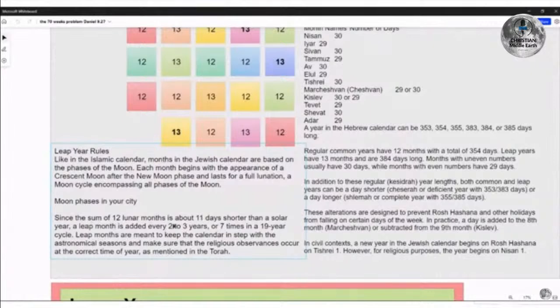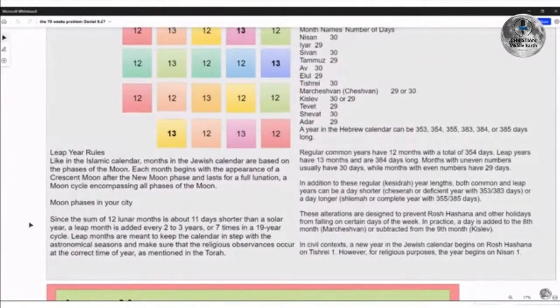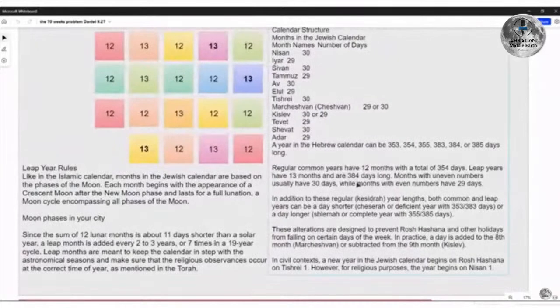Since the sum of 12 lunar months is about 11 days short of an actual seasonal year or true solar year, a leap month is added every 2 to 3 years, or 7 times out of a 19-year cycle. This keeps the calendar in step with astronomical seasons and makes sure the religious observances occur in the correct time of year, as mentioned in the Torah. When they add the 13th month, 7 out of every 19 years or every 2 or 3 years, okay? That extra month is always 30 days.